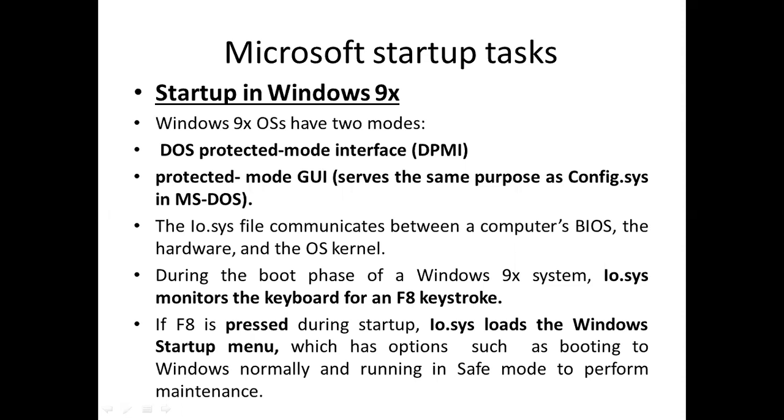You need to have knowledge about the configuration of the operating system and the configuration of the entire system. Then only can you do a forensic study on any system. So this is 9X. 9X is generally between 1995 and 2000, most of the Windows they used. 9X generally has two modes in the operating system. One is the DPMI, which is the DOS Protected Mode Interface.